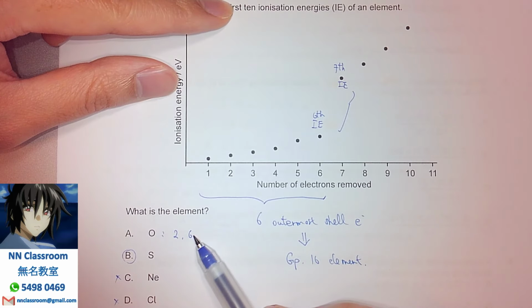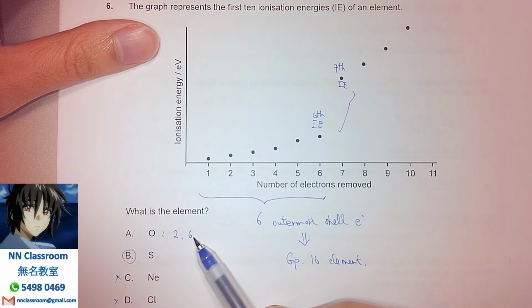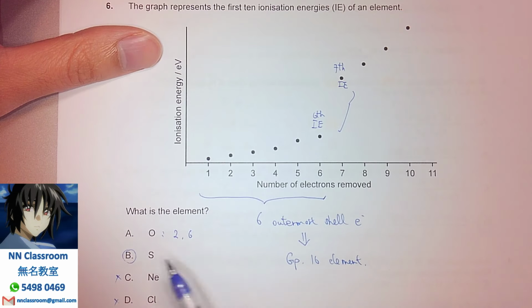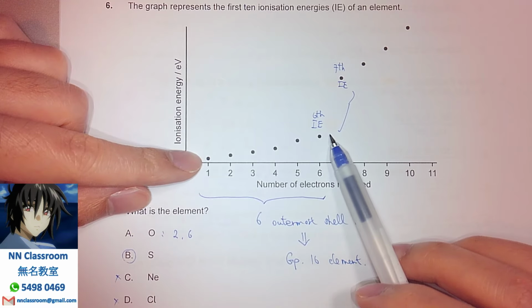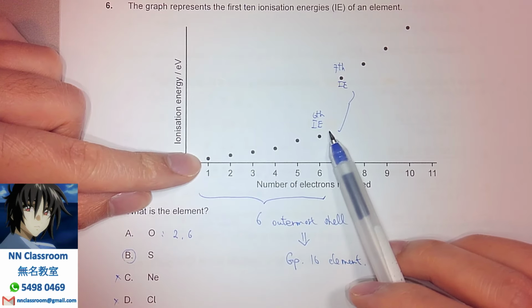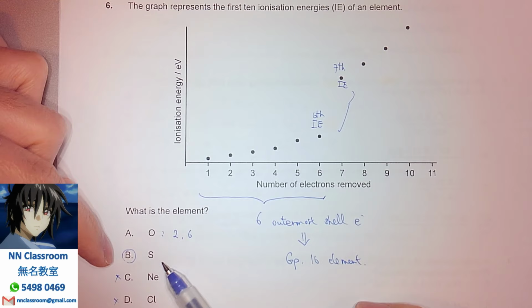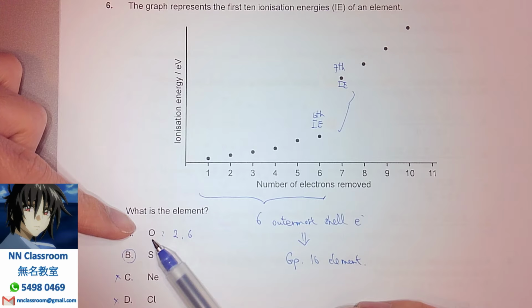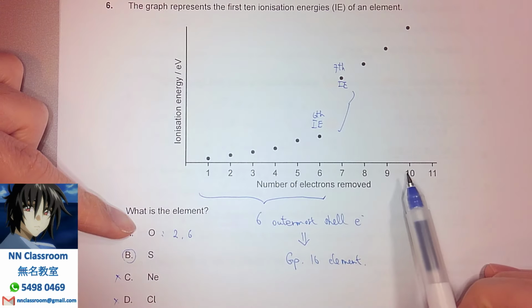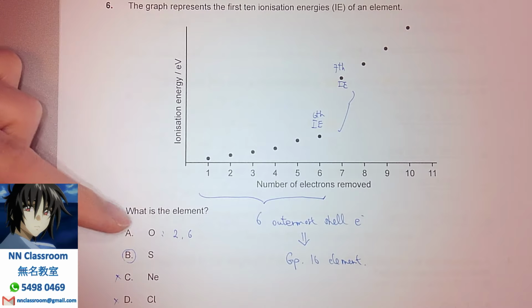It is impossible for you to withdraw 10 electrons from an oxygen atom, because maximum it only contains 8 electrons, right? So for this case, although the first 6 successive IEs can represent oxygen, the correct answer is still going to be B, sulfur, because oxygen is a rather small atom that cannot have 10 electrons withdrawn. So the answer is B.